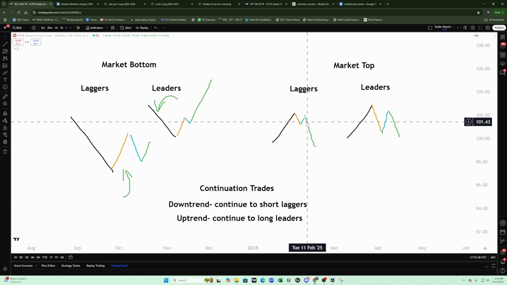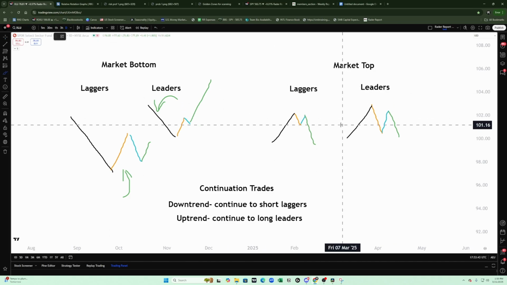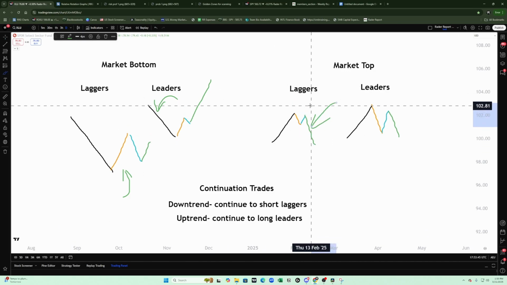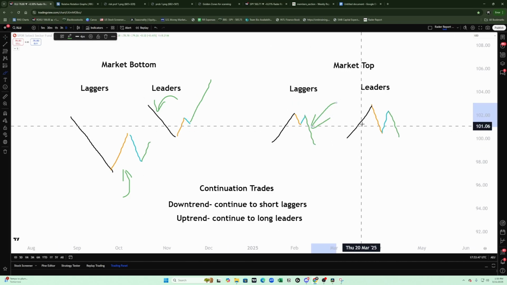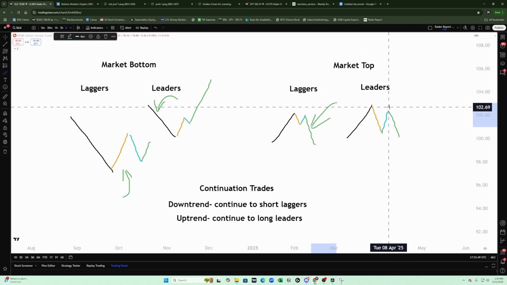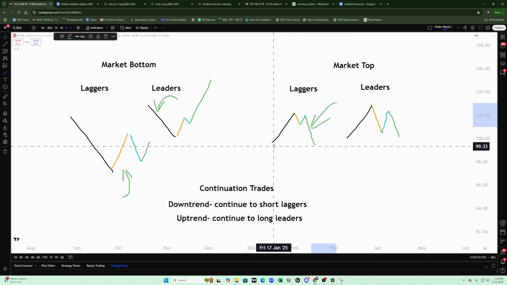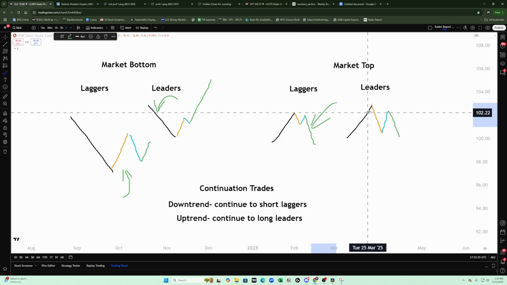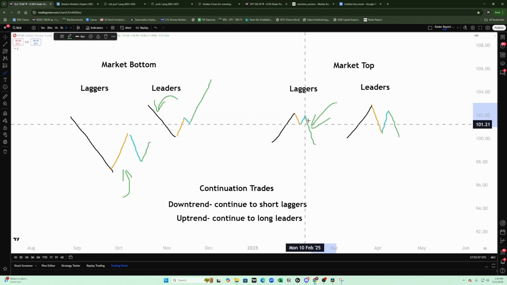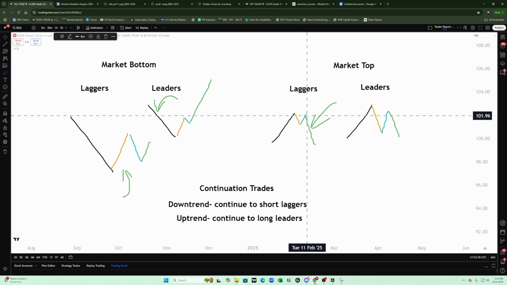In the third phase, the names that always get beaten down more and last longer, the continuation trade, is the laggers, the names that did not get bought up as much as the leaders over here. The leaders will provide more consistent trades as well, but the laggers, the names that did not get bought up as much as the leaders prior to that top, are going to get more beaten down and see the bigger short trade.